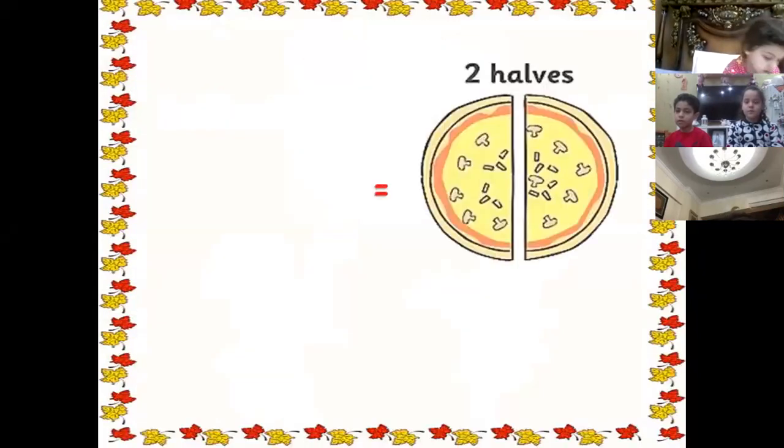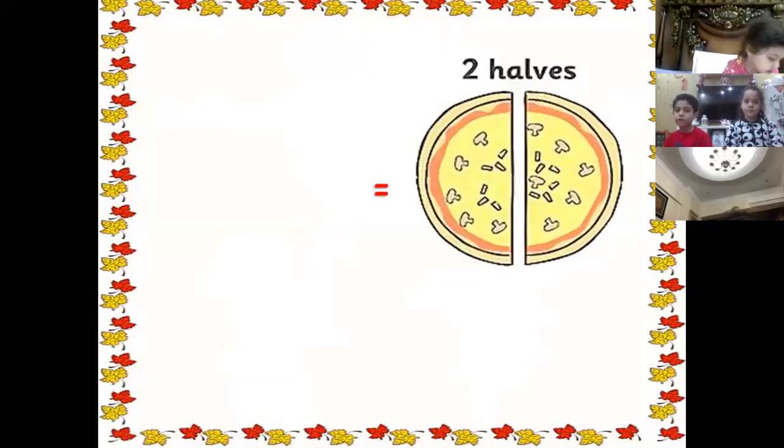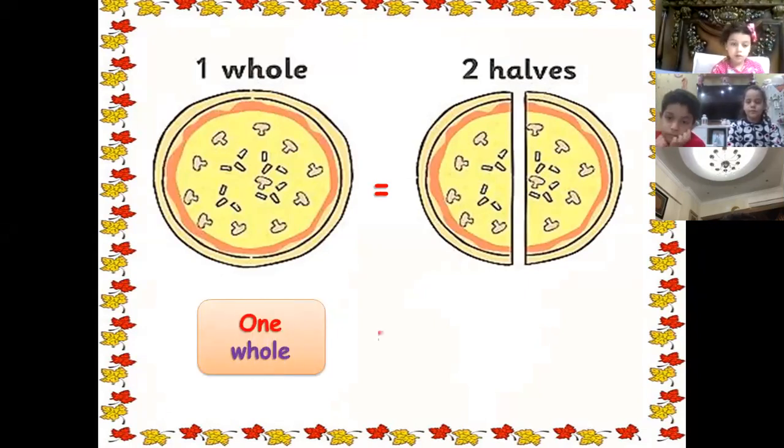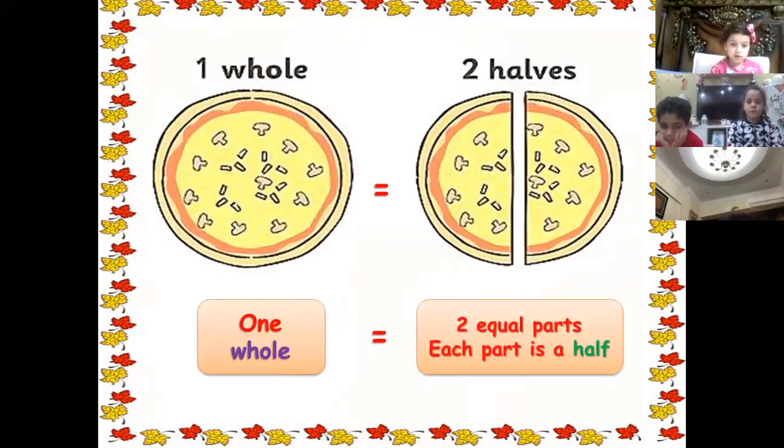So, guys, the two equal parts, the two halves, make the whole. If I want to make a whole pizza, I need two halves. One whole equals two equal parts, and each part is a half. One whole equals two halves.